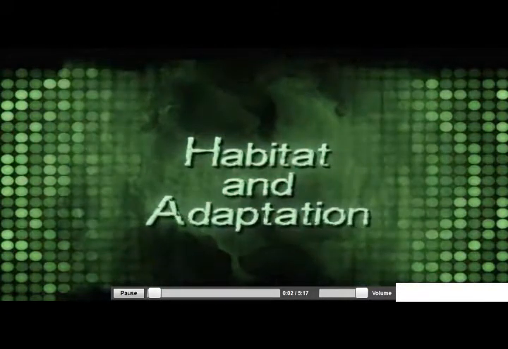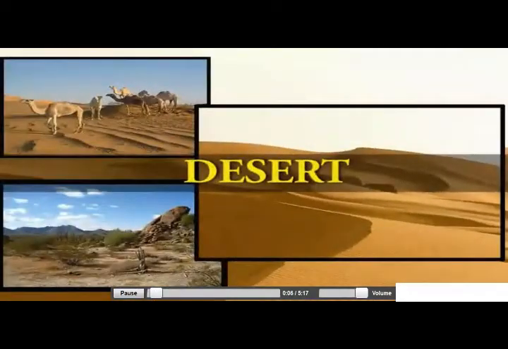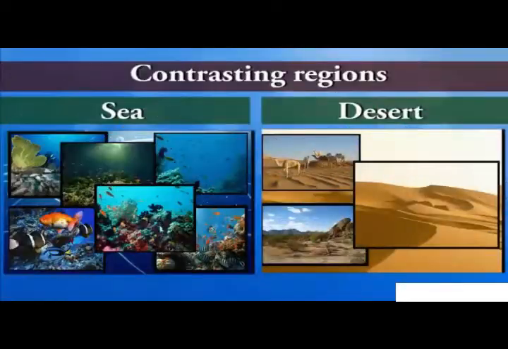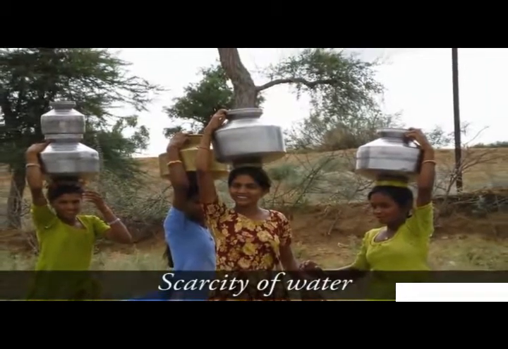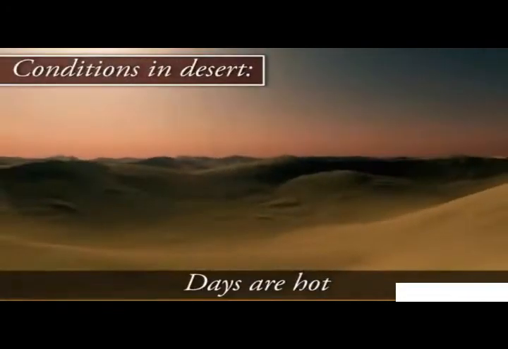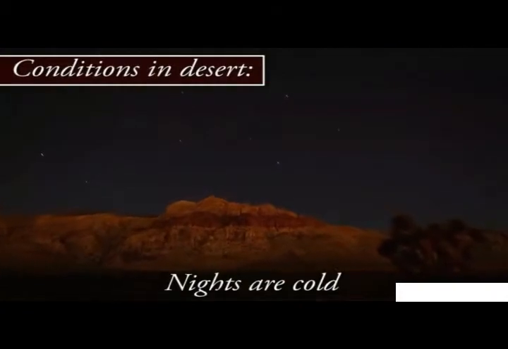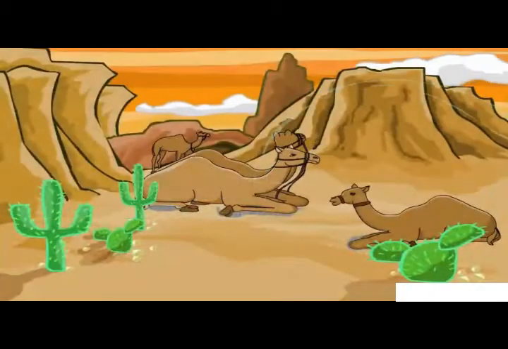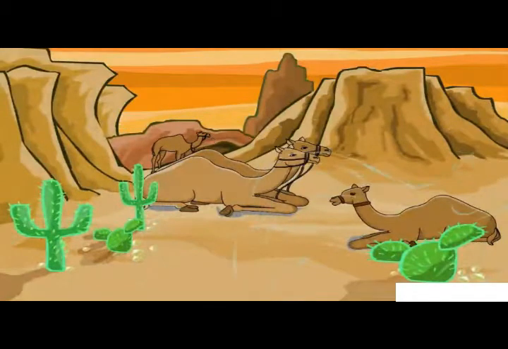Habitat and adaptation. The sea and the desert are contrasting regions. There is scarcity of water in deserts. Days are hot and nights are cold. Animals and plants living in deserts breathe air from the surroundings.